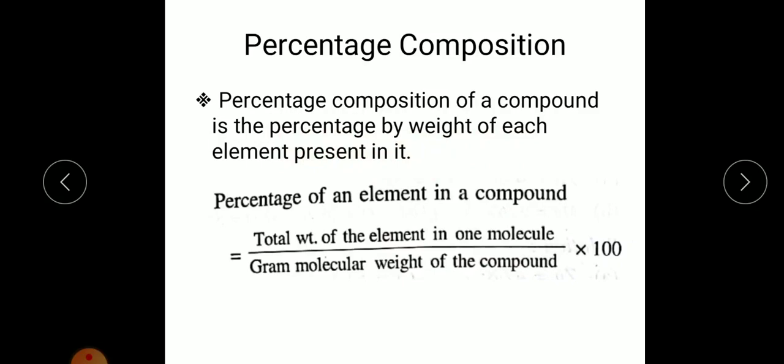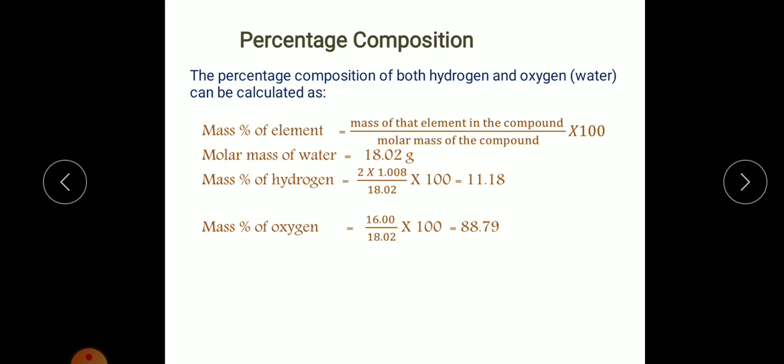It can be calculated by using this formula. Percentage of an element in a compound will be equal to total weight of the element in one molecule divided by gram molecular weight, or we call it gram molecular mass of the compound, into 100. When you use this formula, you can get the percentage of an element in a compound. So we'll see the numerical based on it.